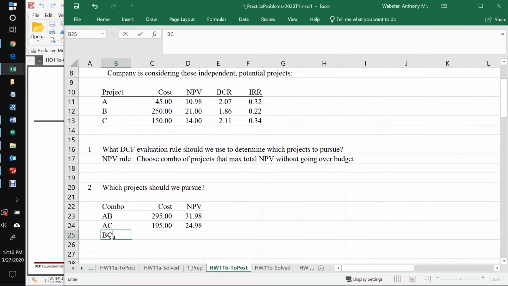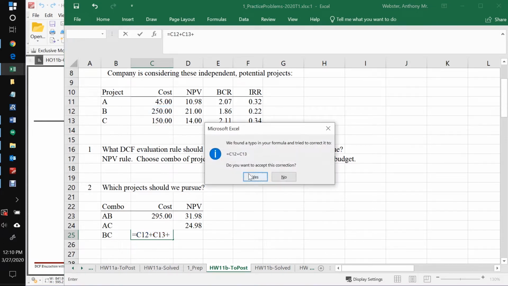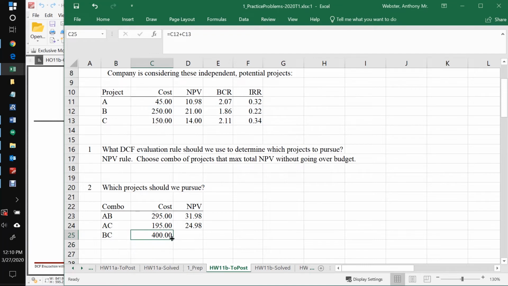So let's look at B and C in here. And so the total cost will be our 250 plus our 150. And we've got that, and the total NPV for B and C is 35,000. So now we have a new winner. It looks like B and C is the best, but let's see if there's any other combination that we haven't thought of yet. I think we've pretty much got everything here.